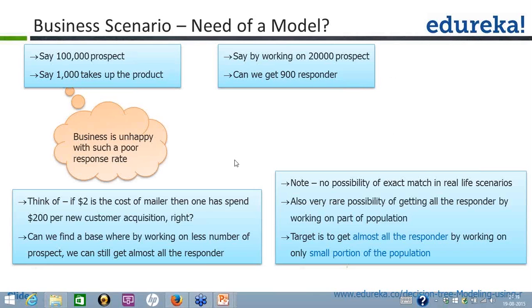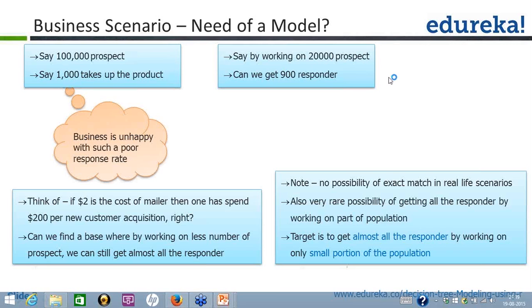Okay, there is a question: how did the cost drop to $45? Understand it this way. You work on 20,000 prospects. What is the cost per person for sending offers, mailers? $2. So 20,000 into 2. What is your total cost? $40,000, correct?